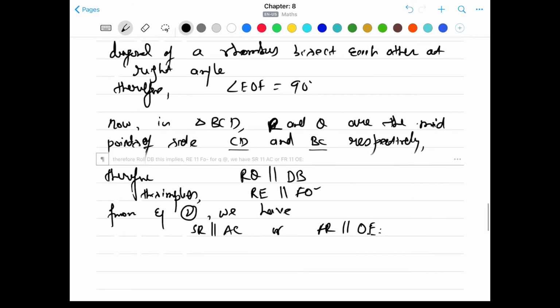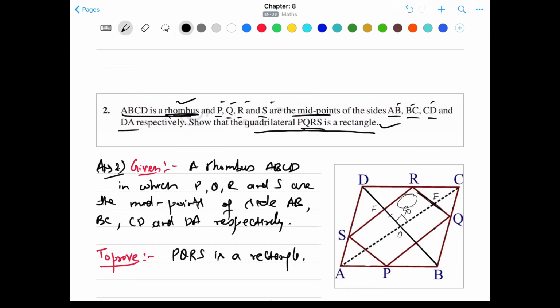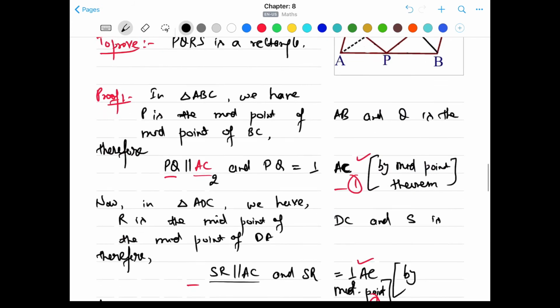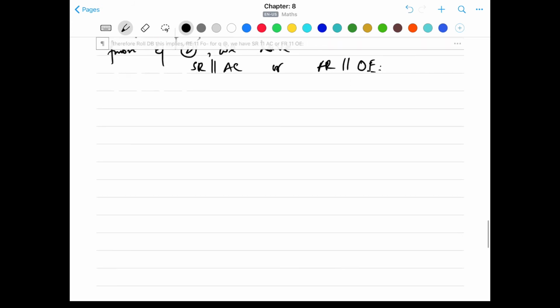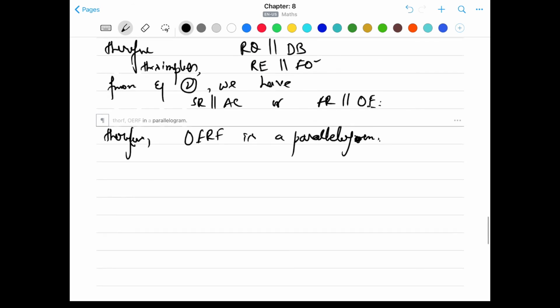So what we got is the opposite sides of this small parallelogram, these two sides are parallel and these opposite sides are parallel. That means this FORE is a parallelogram. Therefore OERF is a parallelogram because its opposite sides are parallel. Okay, so as we got in a quadrilateral, the opposite sides are parallel, it will be a parallelogram.